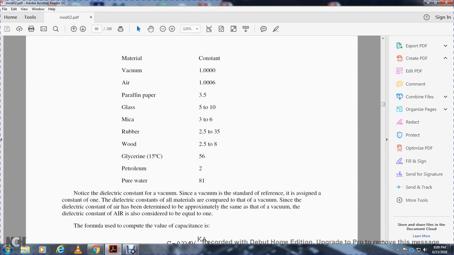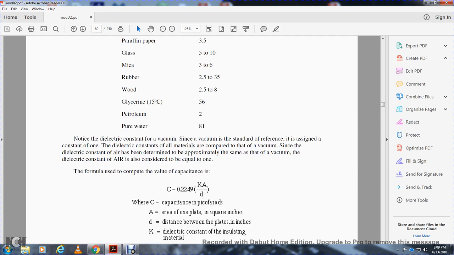Note the dielectric constant of the vacuum, with the vacuum as the reference standard, is assigned a constant of 1. The dielectric constant of a material is compared to that of the vacuum. Since the dielectric constant of air is approximately the same as the vacuum, the dielectric constant of air is considered to be equal to 1. The formula to calculate the value of the capacitance in microfarads uses the area of one plate in square inches.